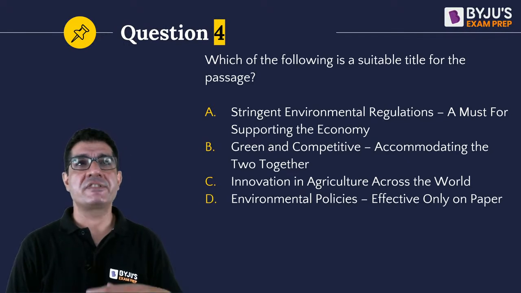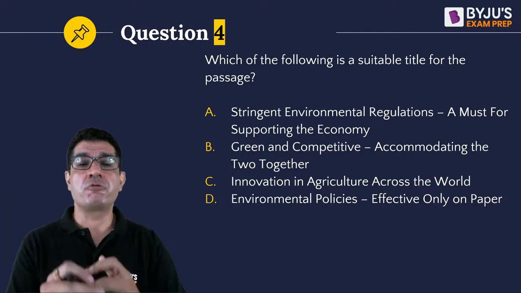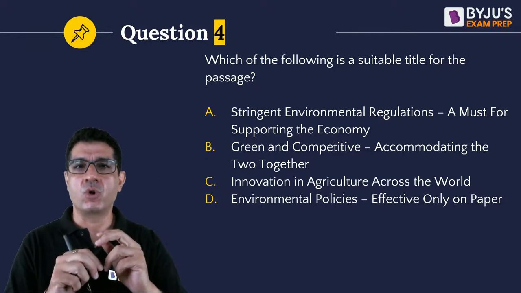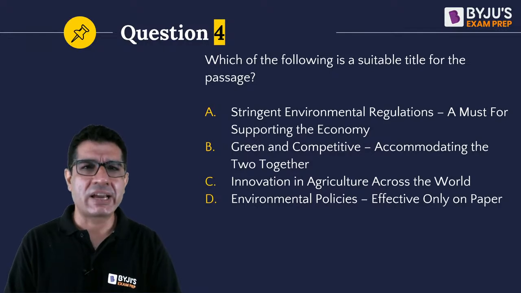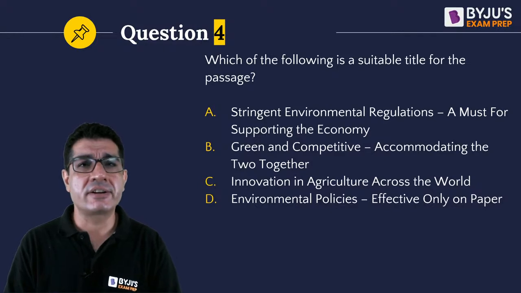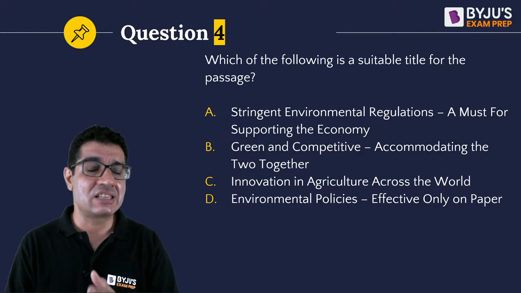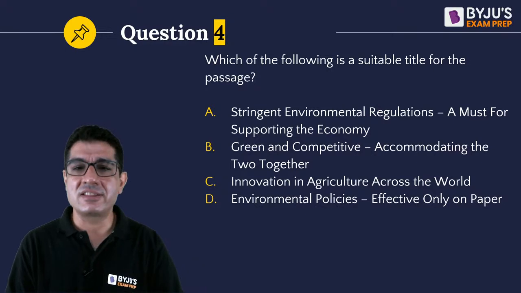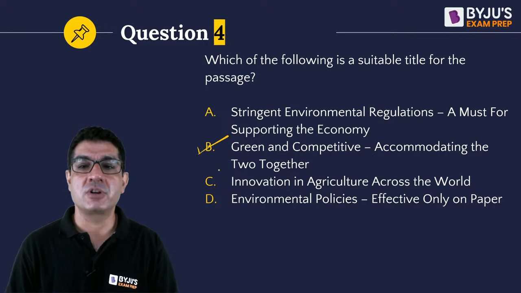So what is the key theme? The very first paragraph says that we've converted this into a zero-sum game. There is a tug of war between protecting the environment and keeping the costs low. And then the author says that need not be the case. We can go beyond this binary and explore technology and other solutions, situations that can help us accommodate both of these things, keep the costs low as well as protect the environment. And that is captured best by option B.